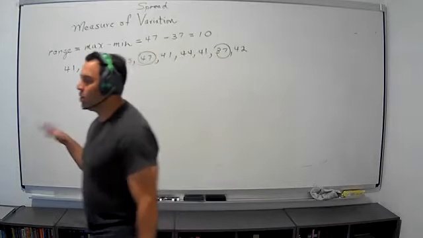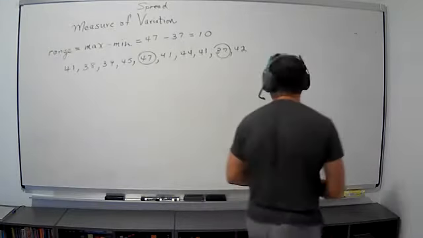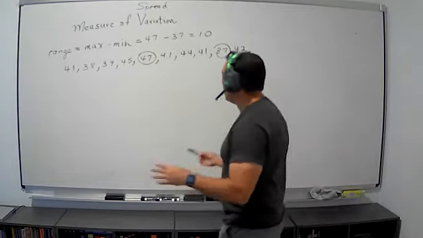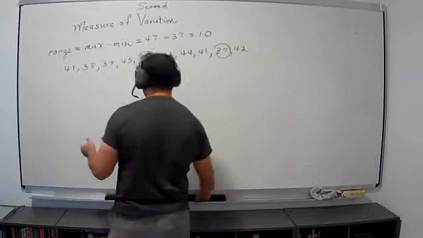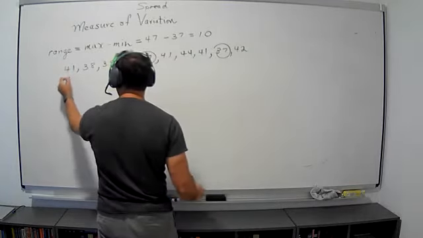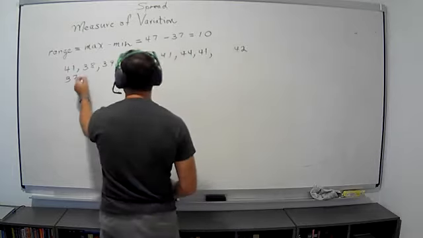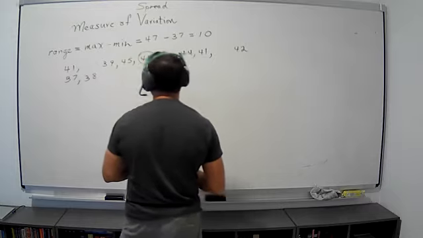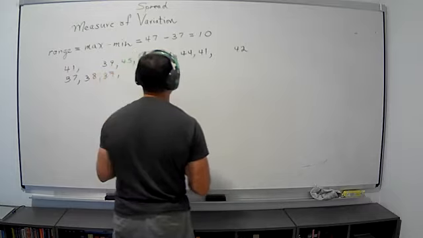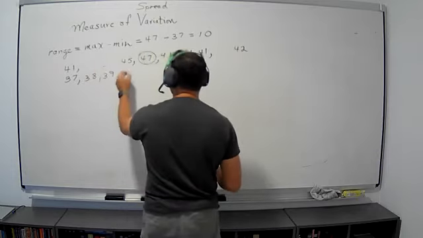I want to put the numbers in order first for a reason, and then I want to introduce a new concept called the standard deviation. I think we can do this without having to resort to a stem and leaf, so I'll just write here. 37. Do I have any 38s? Yes, I do. Do I have 39s? Yes. Do I have 40s? No, I don't. Do I have 41s? Yes, I do. How many 41s do I have?